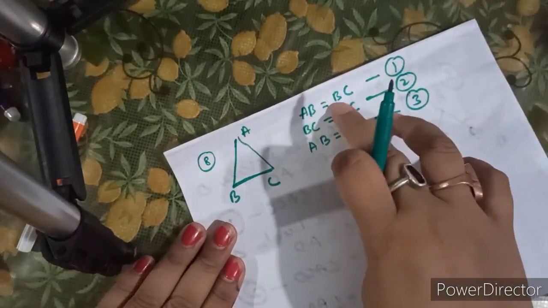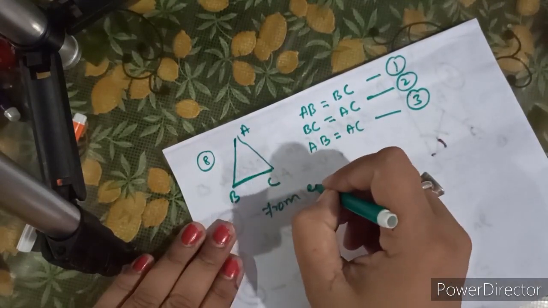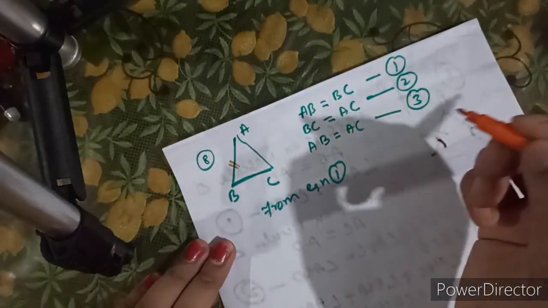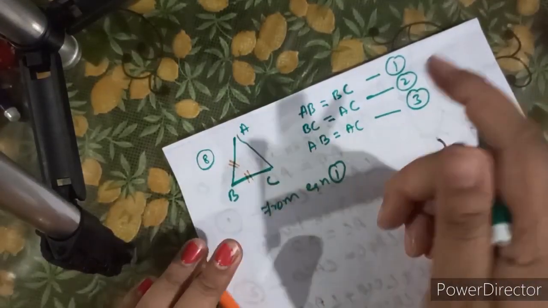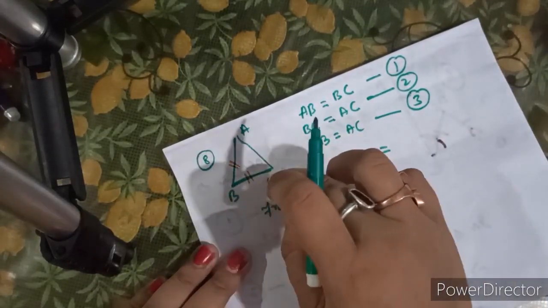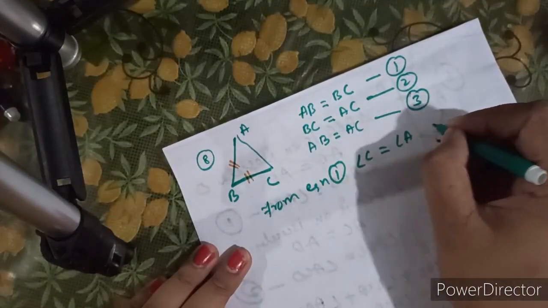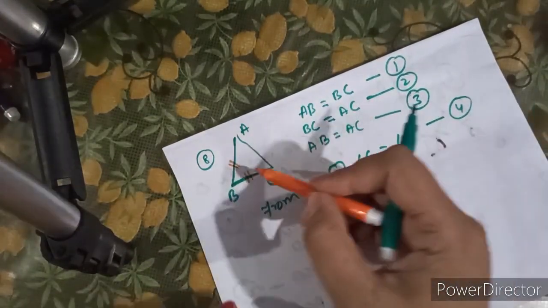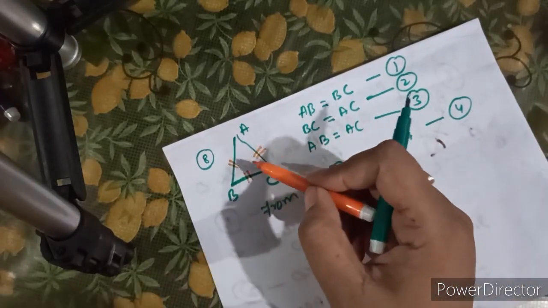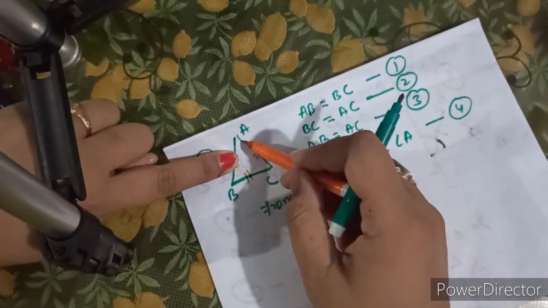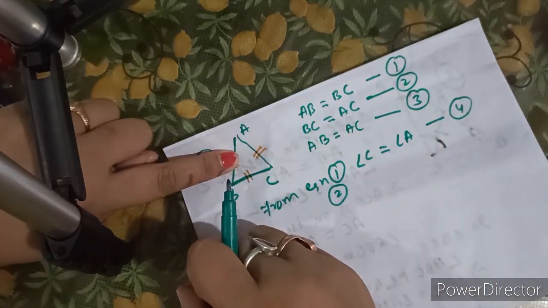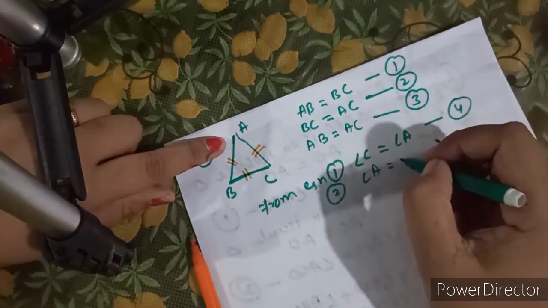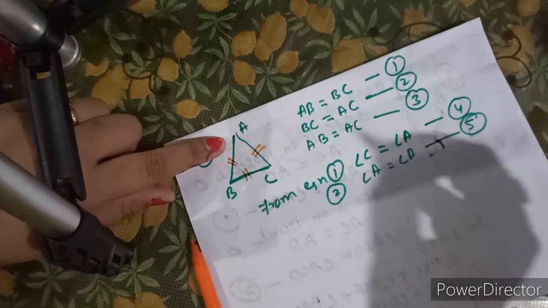Okay, now if you see from equation 1, side AB is equal to BC. So the angle opposite AB is what? Angle C, and the angle opposite BC is what? Angle A. Okay, so this will be my equation number 4. From equation 2, BC is equal to AC. So the angle opposite BC is A, and the angle opposite AC is B. So this is my equation number 5.